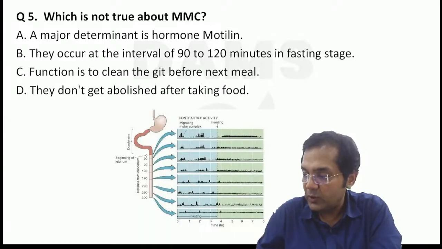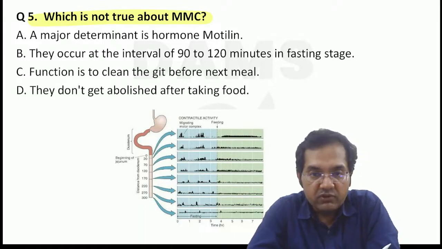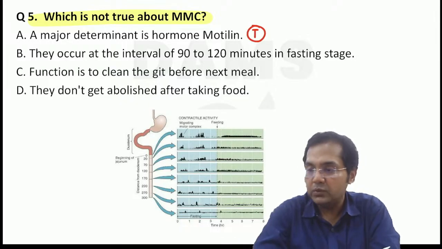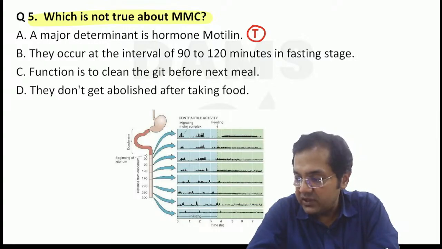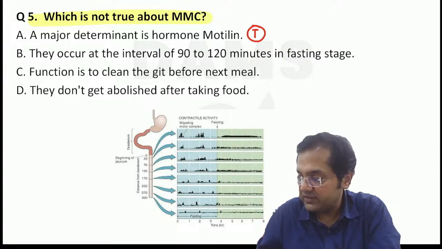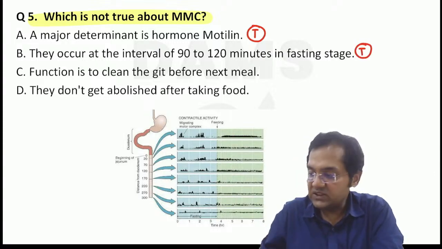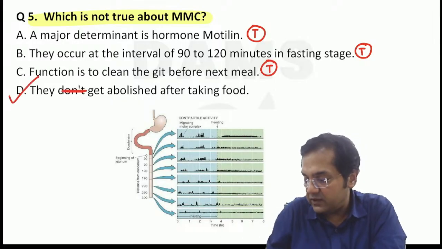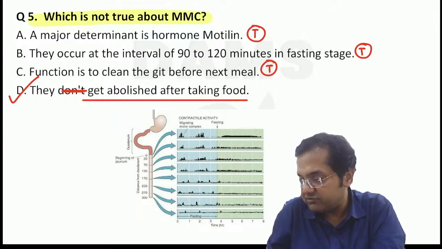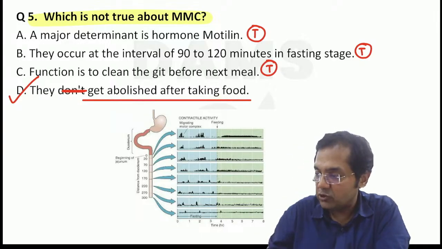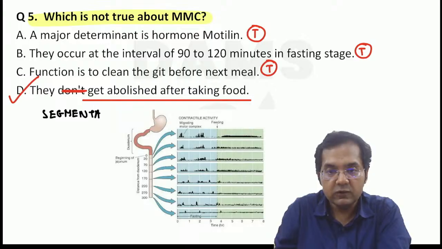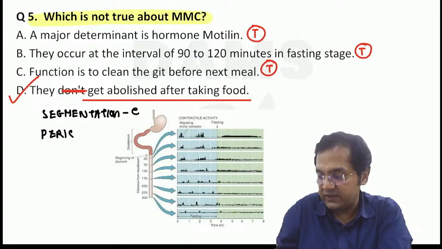Moving on to the fifth one. Which is not true about MMC? Not true, false: a major determinant is hormone motilin. Absolutely true. They occur at the interval of 90 to 120 minutes in the fasting state. Function is to clean the gut before the next meal. But please remember, they get abolished after taking food, and they will be replaced by segmentation contractions and peristalsis.